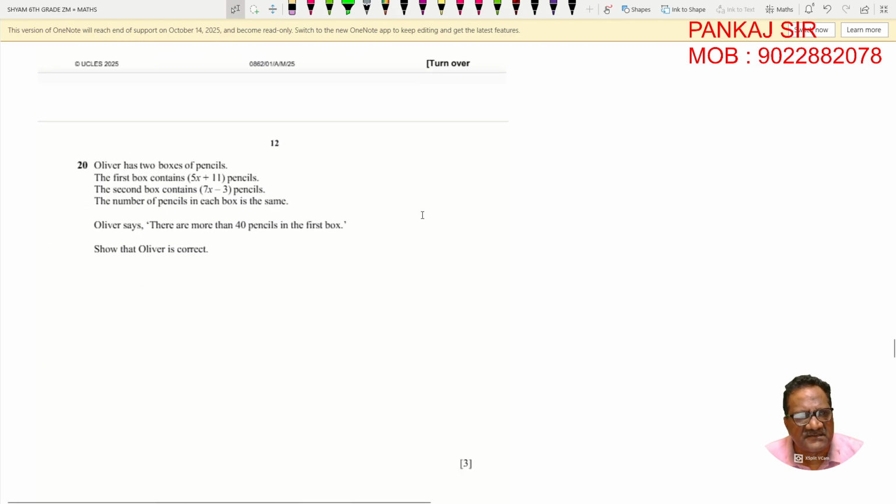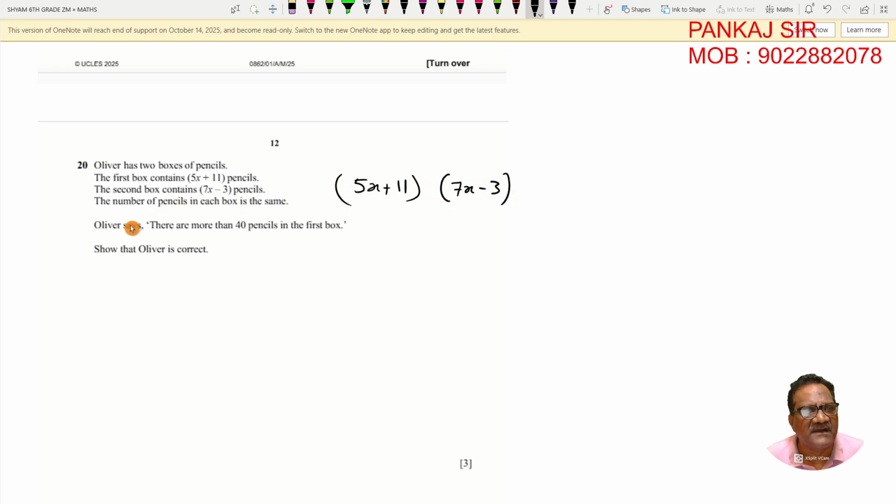Next question is 20. Oliver has two boxes of pencils. The first box contains 5x plus 11 and the second box contains 7x minus 3. The number of pencils in each box is the same, so you can equate these, right? Both are the number of pencils in the two boxes, and the statement says that each has an equal number of pencils. So 5x plus 11 equals 7x minus 3.